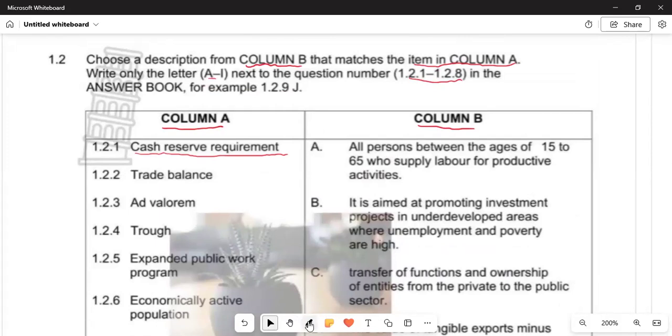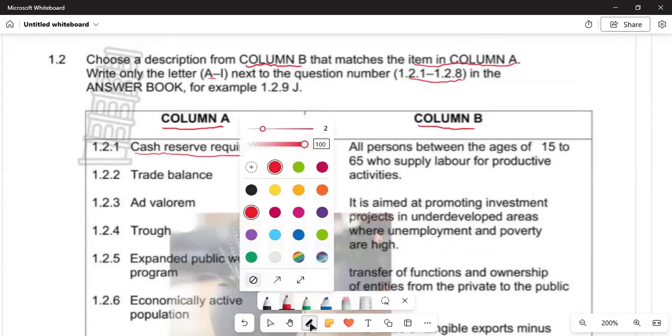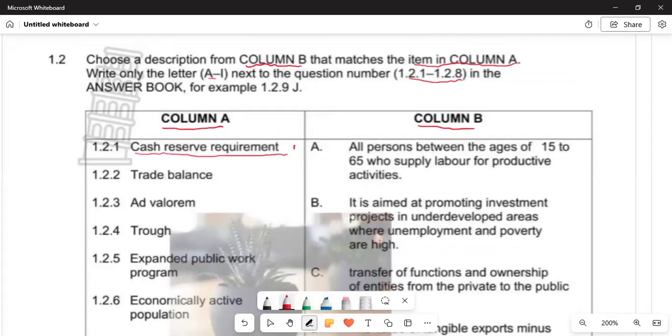I in our answer book. When you are on your answer book, you are going to write what? I. So the correct answer is I. Why is it I? Because the cash reserve requirement is the minimum amount of money a commercial bank must keep with the central bank, trying to control money supply.